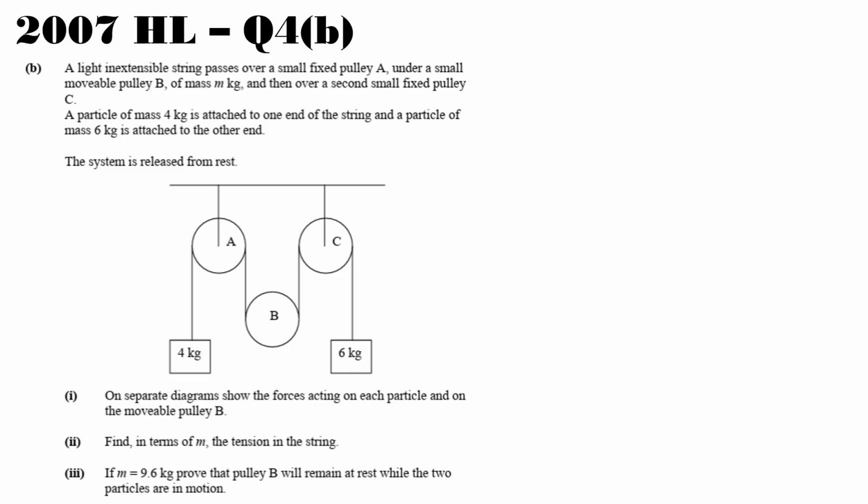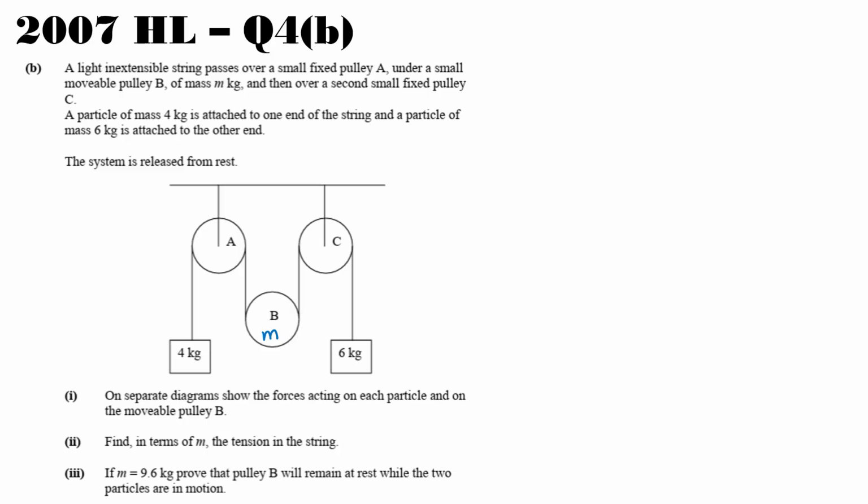So a light and extensible string passes over a small fixed pulley A and under a small movable pulley B of mass m kg. I'm actually going to just write in that m. So we have it there. And then over a small fixed pulley C. So A and C, we actually don't care about. They're fixed, they're not doing anything. A particle of mass 4 kg is attached to one end of the string and a particle of mass 6 kg is attached to the other. The system is released from rest.